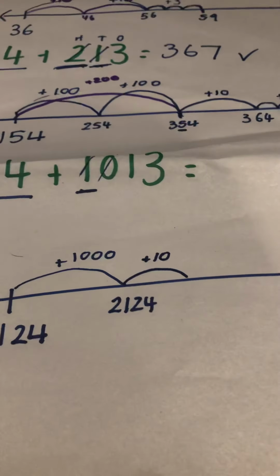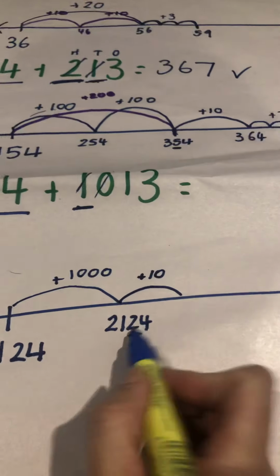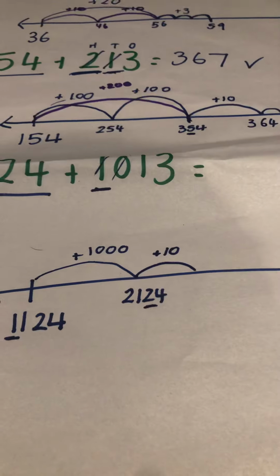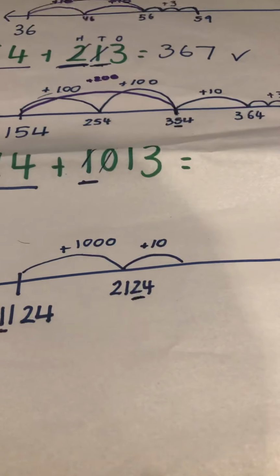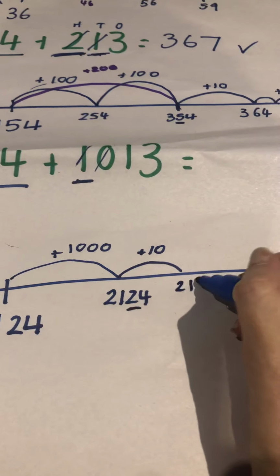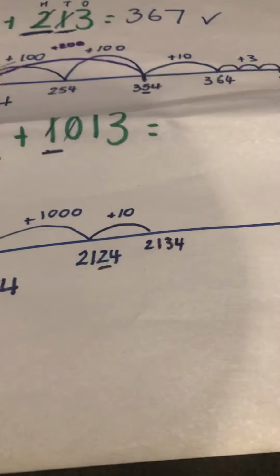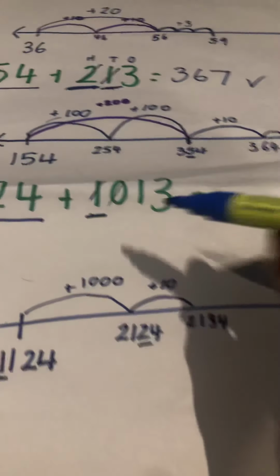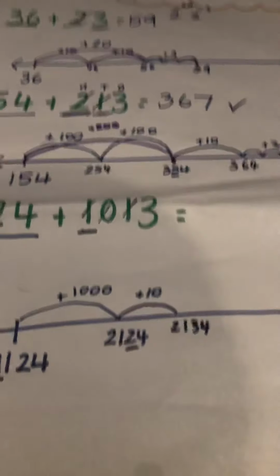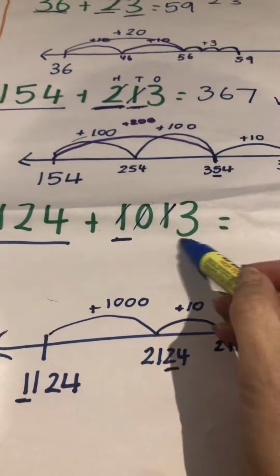Now, when I'm plussing 10 to this number, that's going to be affecting the number in the tens column. Okay, so 2,124, if I was to add another 10 to that, it would change this number here to be 34. Okay, because 24 plus 10 is 34. Now I've added that 10 there. Now I'm going to do 3 single jumps to get this number here.